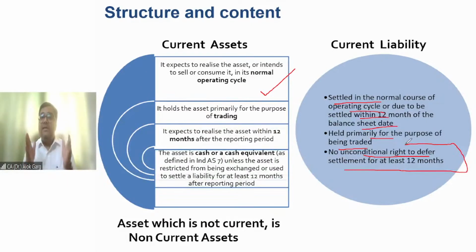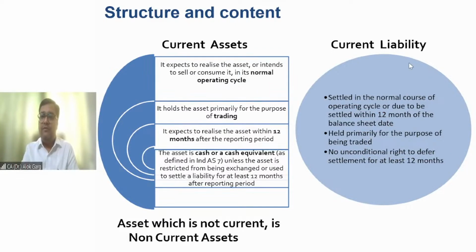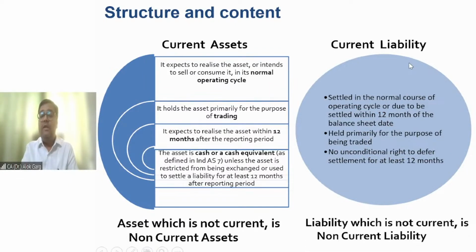In that case, the 50% portion has to be shown as current liability. The remaining 50% portion has to be shown as a non-current liability. I hope it is clear to all of you, friends, right? So a liability which is not current is considered as a non-current liability. On current and non-current, I have a few questions and let me discuss from the study material, right?